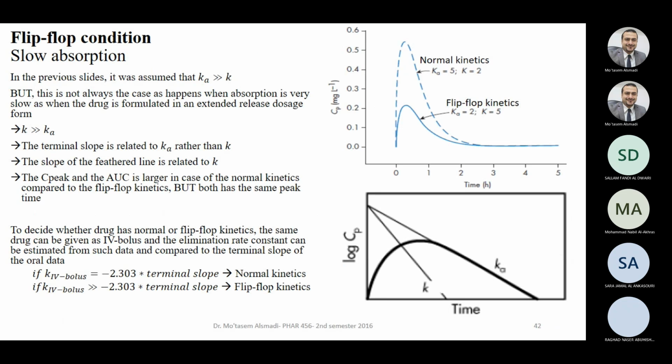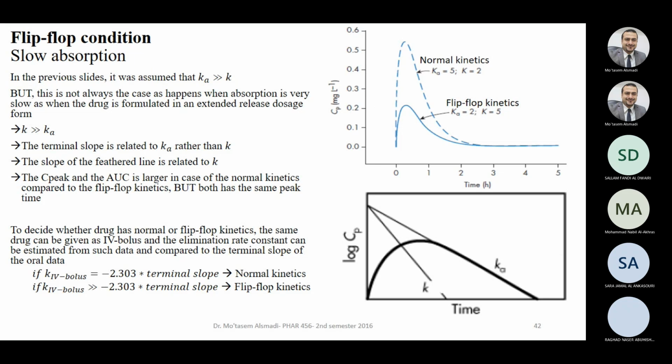Also, some routes of administration, for example the subcutaneous route, can be associated with flip-flop kinetic, because absorption from the subcutaneous route is usually slower compared to, for example, the oral route. Especially if it depends on the lymphatic circulation, which is a slower circulation compared with the blood circulation. If your formulation is given subcutaneously and depends on the lymphatic route, you will have a slow absorption that can cause a flip-flop condition.